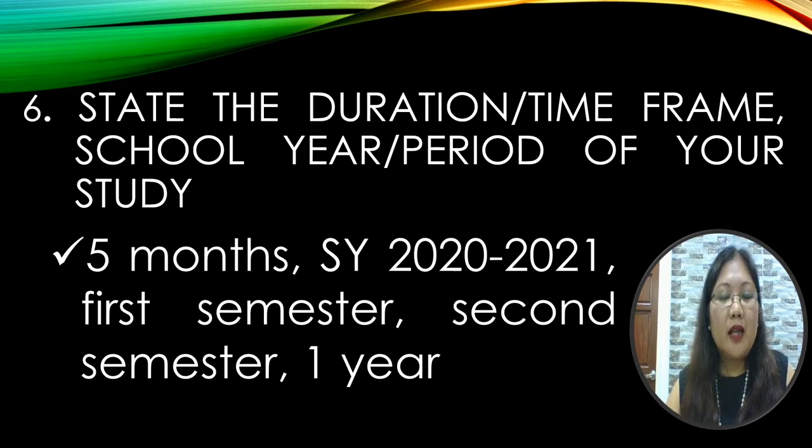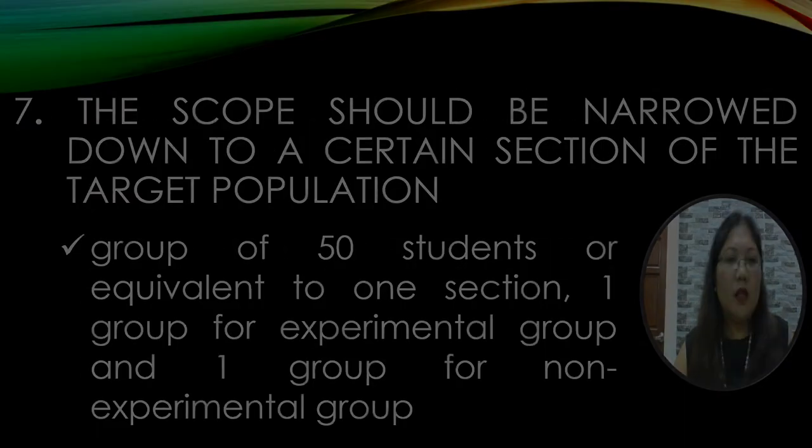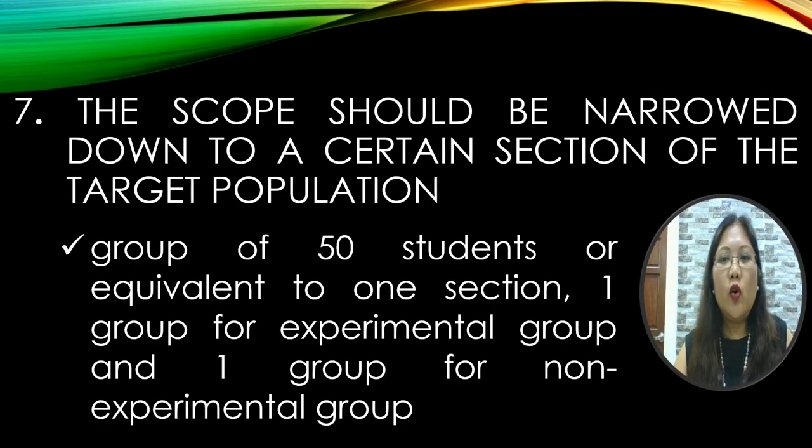Examples: 5 months, school year 2020 to 2021, first semester, second semester, or within the period of 1 year. Tip number 7. The scope should be narrowed down to a certain section of the target population. Supposing that you have a group of 50 students, or equivalent to one section, it can also be one group for the experimental group and another group for the non-experimental group. It depends upon the nature of your study.